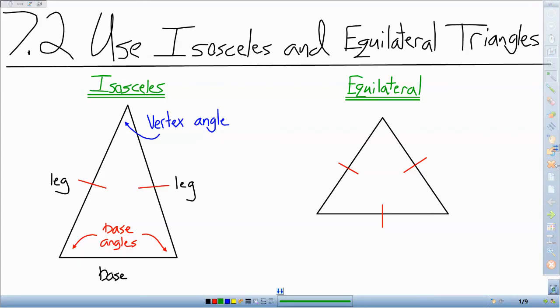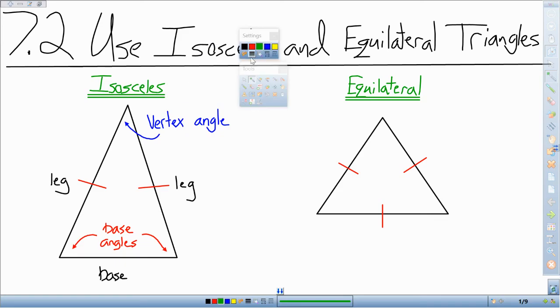Hey everybody. So we're getting into 7.2 today using isosceles and equilateral triangles. All right, this first slide kind of explains what those two types of triangles are. So go ahead and get the title, get the slide, and I'll dig into it.